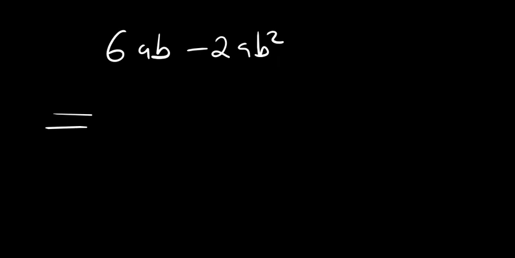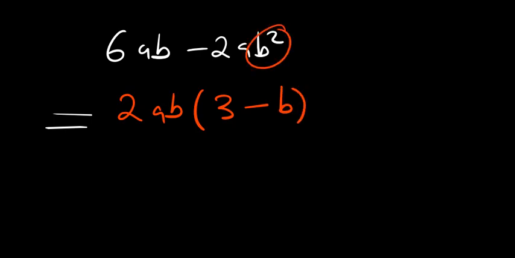Let's solve another one. Let's say I've got 6ab minus 2ab squared. Okay, so in this case we're going to factorize the 2ab. So 2ab, then I'm going to remain with what? Here I'm going to remain with a 3. When the 2ab divides into a 6ab, I'm going to have a 3 minus. Here I think I'm going to remain with a b, okay, because it's squared. So basically this is how we factorize just normal expressions.